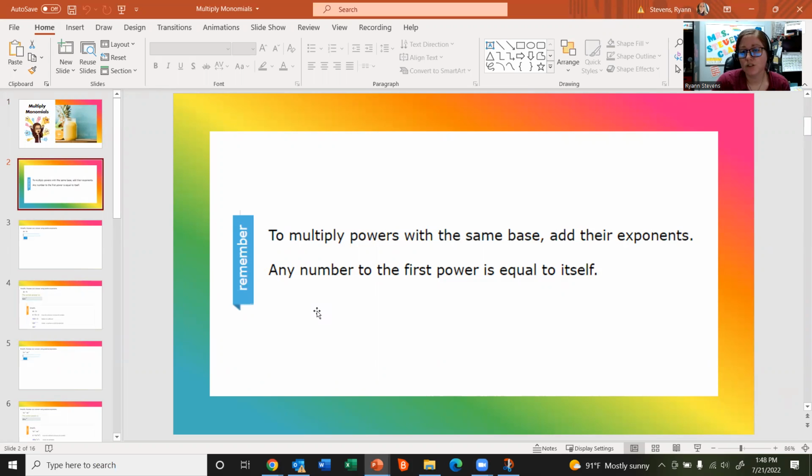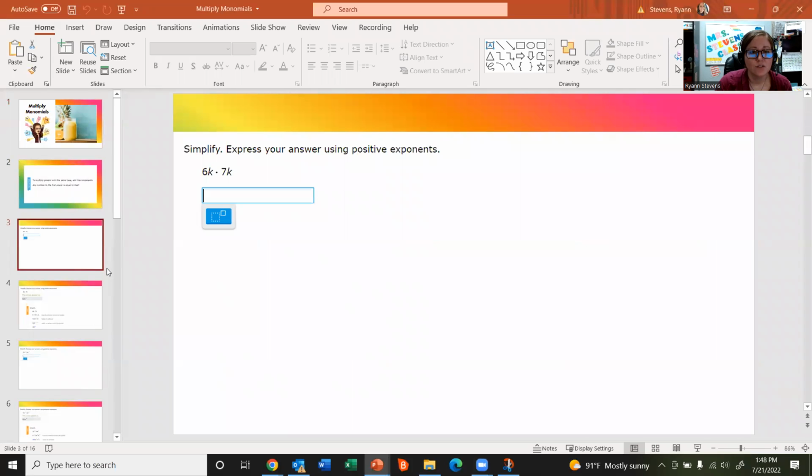Any number to the first power is equal to itself. So 9 to the first power is just equal to 9. So let's take a look at an example of this. So we're looking at this question and it says to simplify and express your answer using positive exponents. Okay, so that means that we don't want a negative exponent.